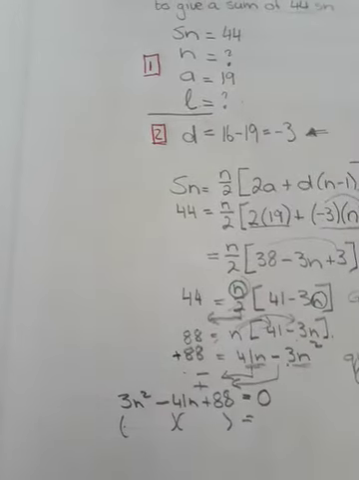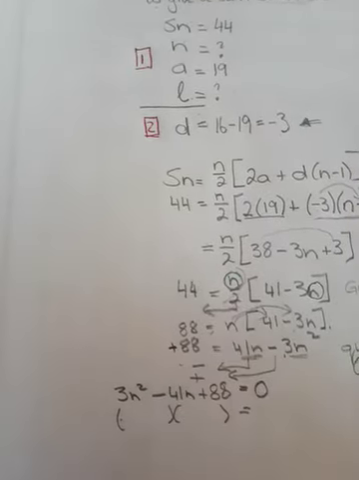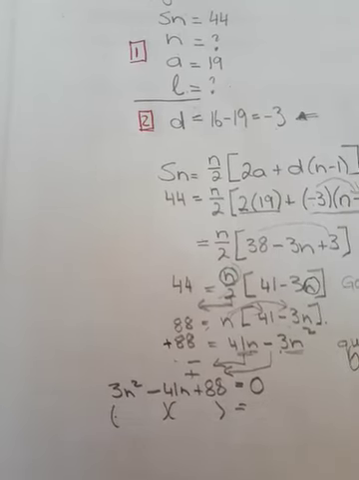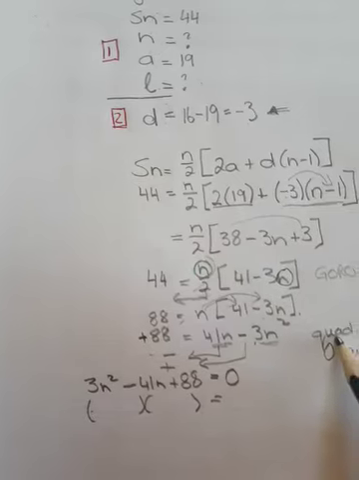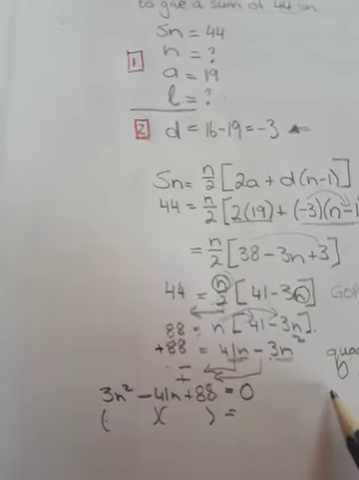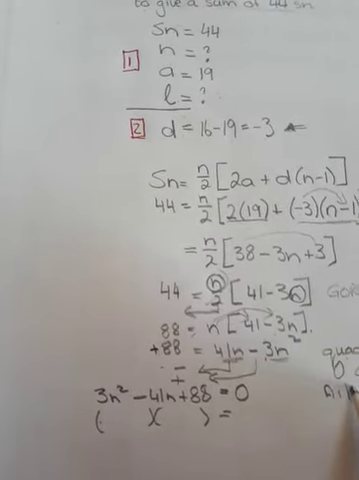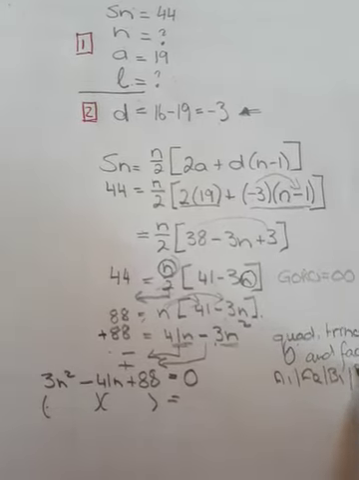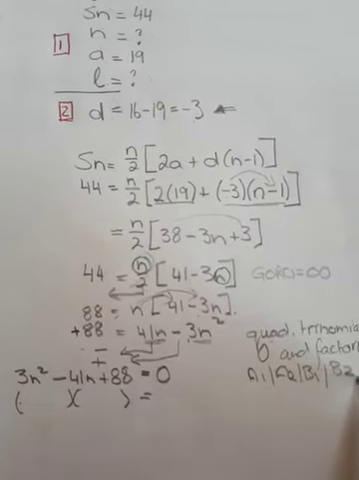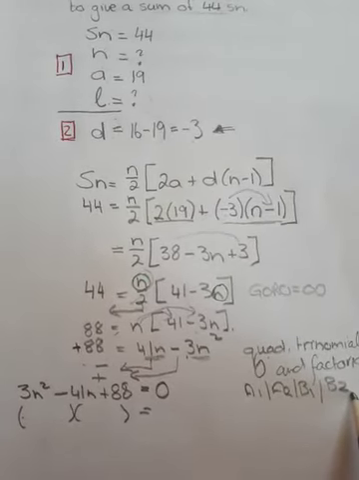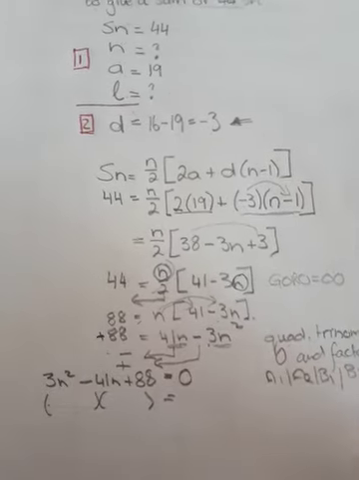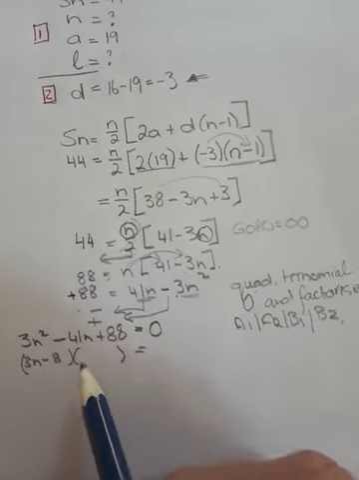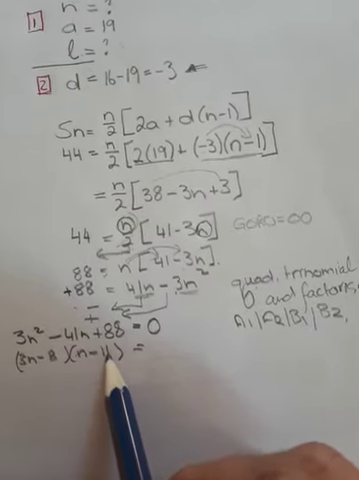If you don't know what I'm talking about, please look at the algebraic expression playlist. There are 4 different videos which are called quadratic trinomials, and they are named A1, A2, B1, and B2. So there are 4 videos that explain how to factorize quadratic trinomials. So this one will give me (3n minus 8)(n minus 11).